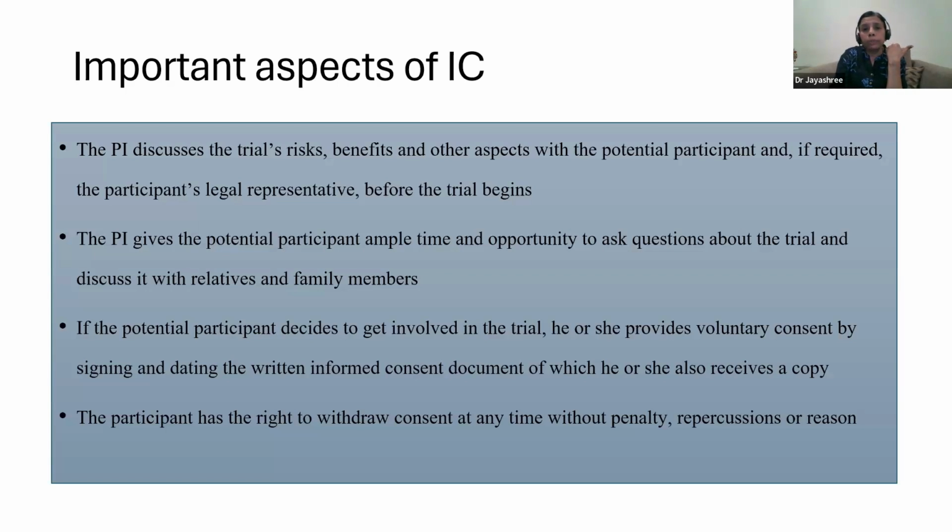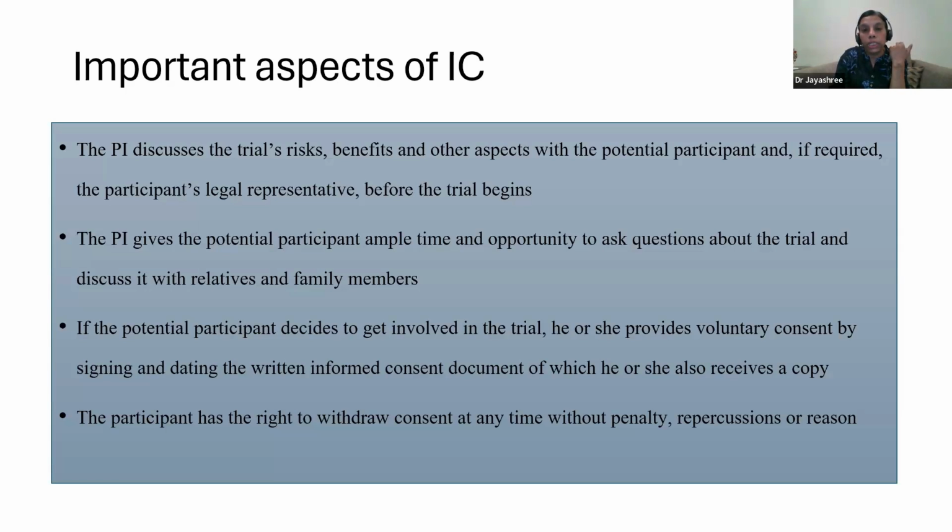So the important aspects for a primary investigator or a principal investigator is to discuss with the parents or the patients in their language, the language which they understand. So the informed consent has to be in several vernacular languages. English may not be the only language that is understood by patients, especially in low and middle income countries.